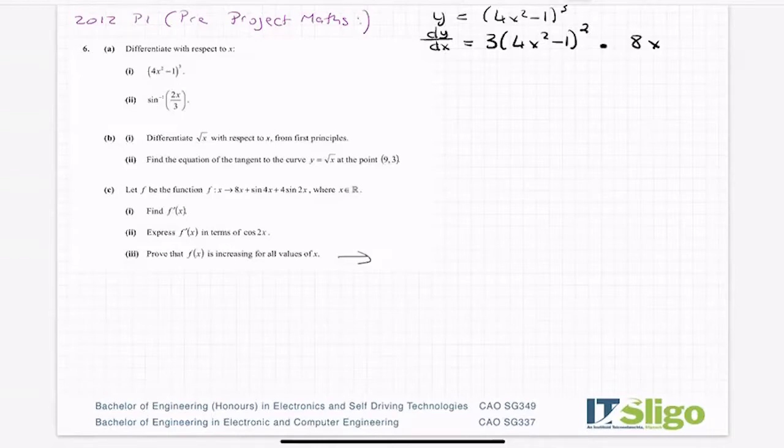Yeah, why is it a chain? Well, can you see that the inside function 4x squared minus 1 in itself can be differentiated? So that's an inner function within the cubed function up here.